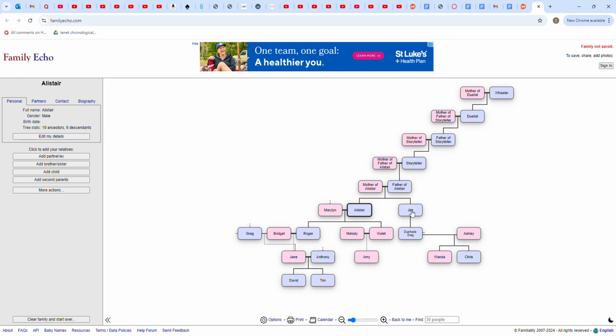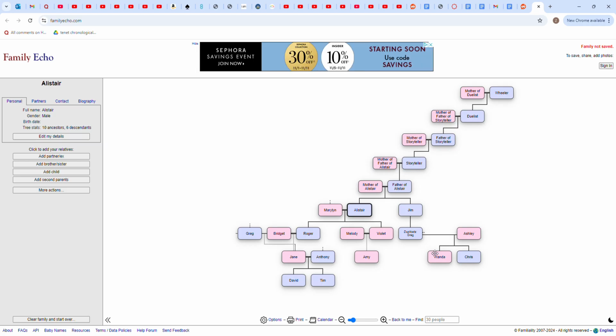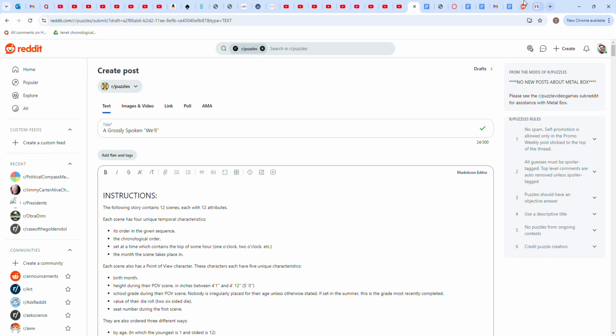We have Jim in the generation above that. We have Jane in the generation below those 5. And then below Jane, or possibly with Jane, we're going to have David, Tim, Amy, Wanda, and Chris. But these 5 here, Greg, Bridget, Roger, Melody, and Violet, are the ones that we're going to look at and try to figure out how they are related to each other, and how their ages compare to each other.